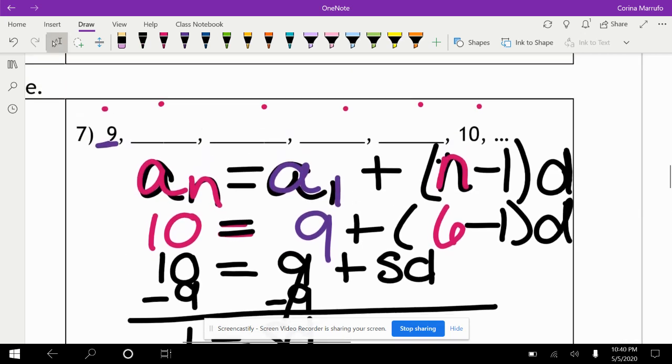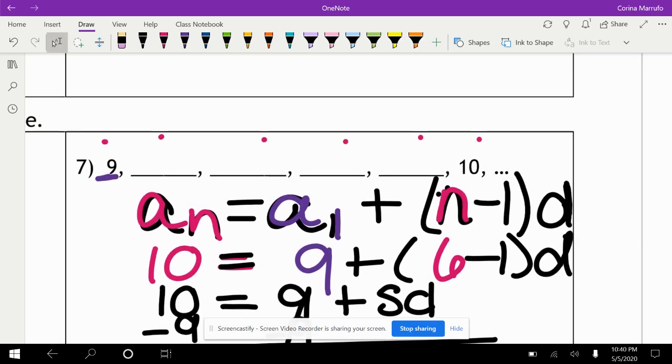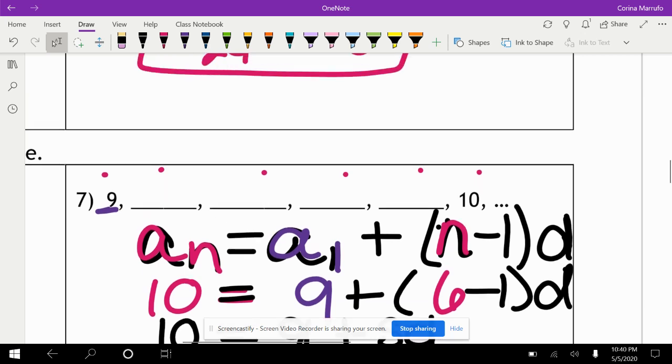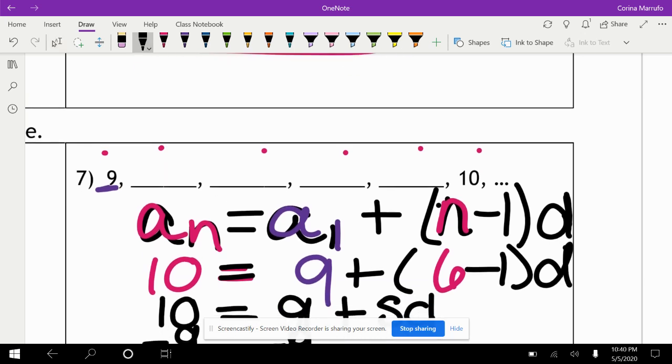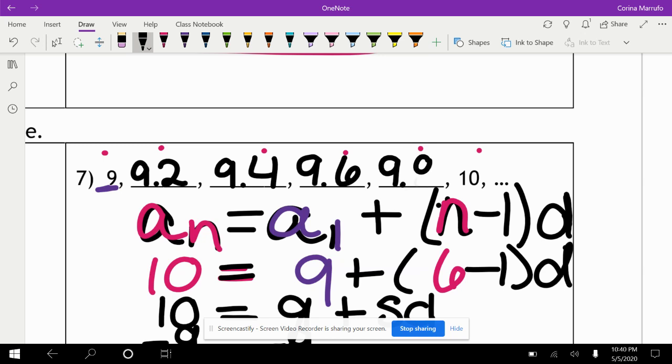So 1/5 written as a decimal is 0.2. So our common difference is adding 0.2. 9 plus 0.2 gives us 9.2. Plus another 0.2 gives us 9.4. Plus another 0.2 gives us 9.6. Plus another 0.2 gives us 9.8. And then plus another 0.2 gives you 10. So that's what we're adding, 0.2.